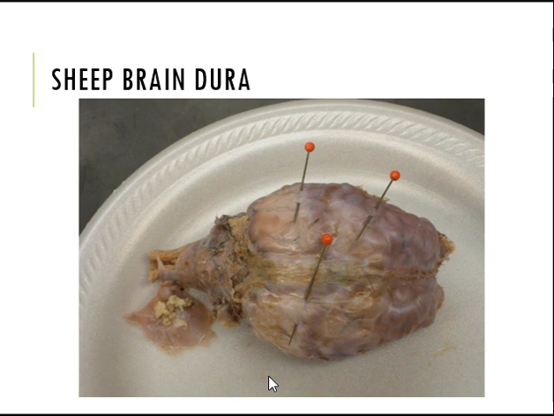And here is a sheep brain. And this is the dura mater. As you can see, it's translucent, kind of leathery. If you could touch it, I'm trying to give the best sensory description that I can. But this is the only structure of the meninges that you would need to identify.